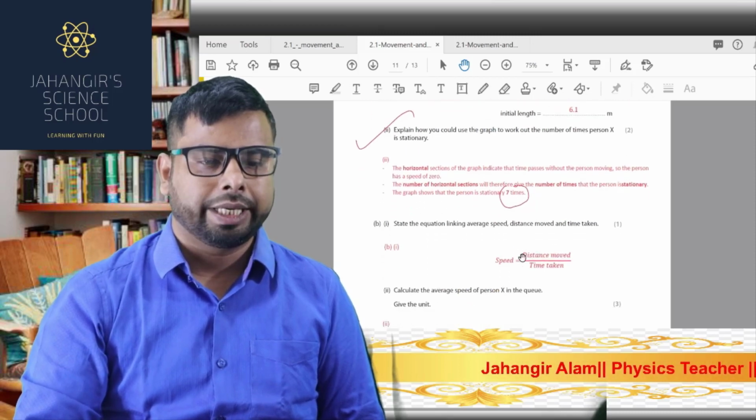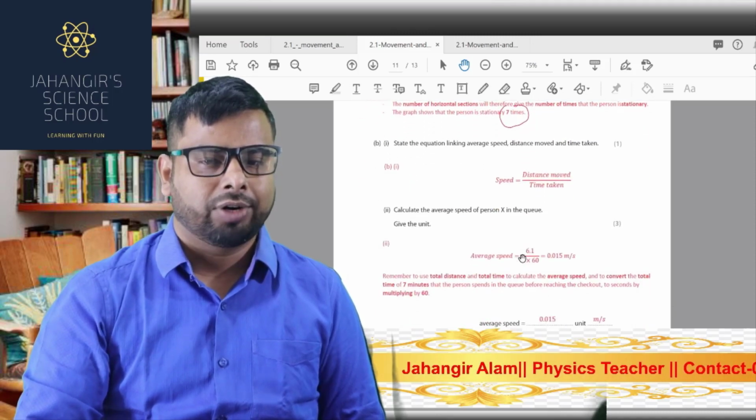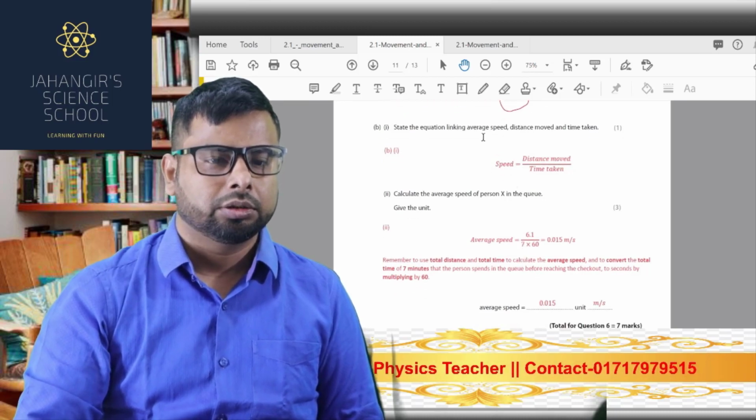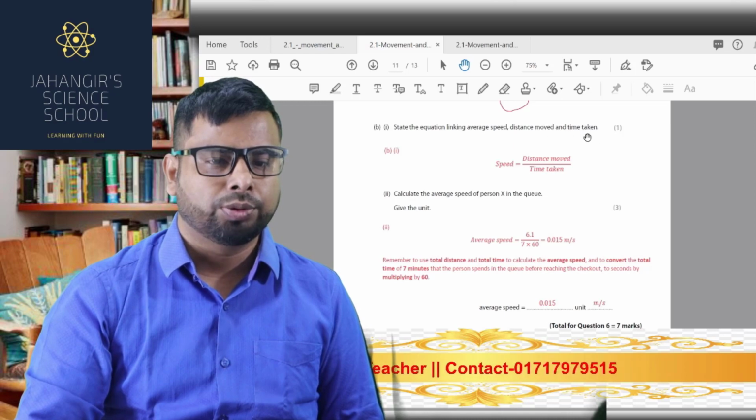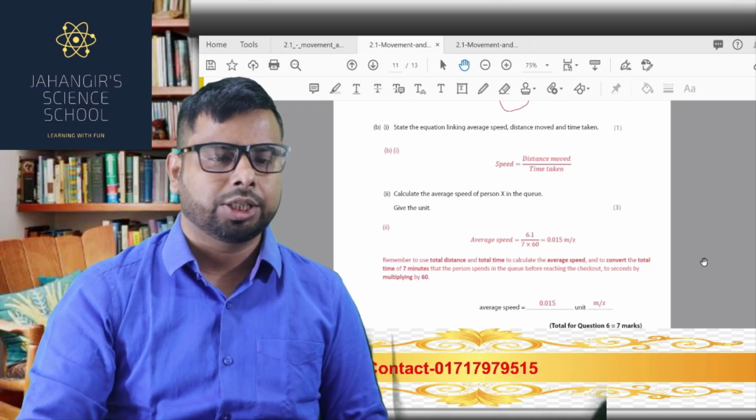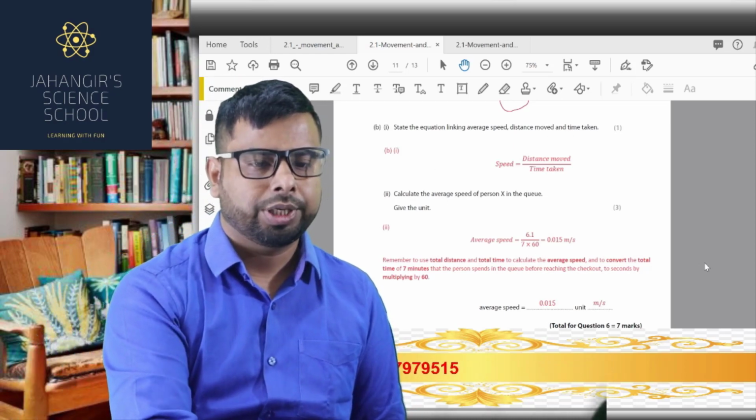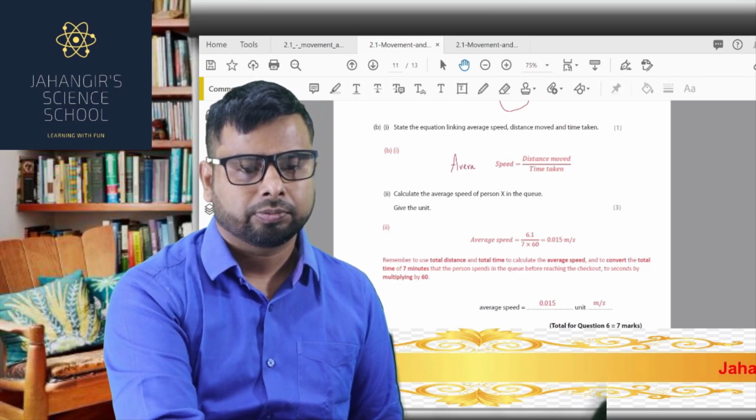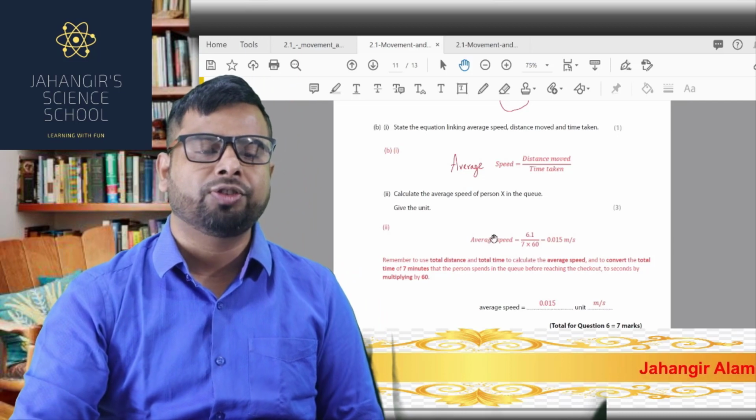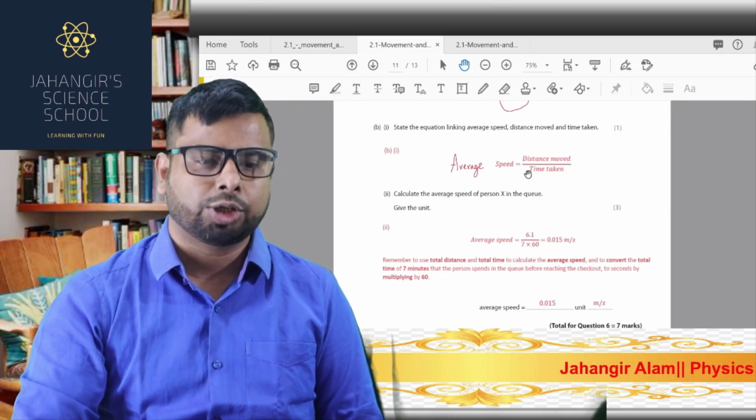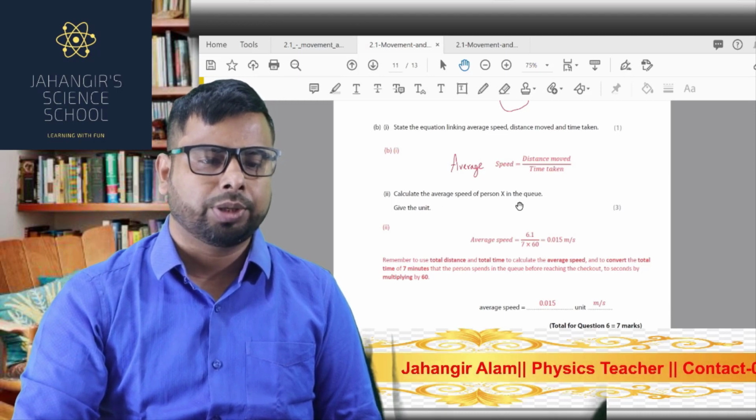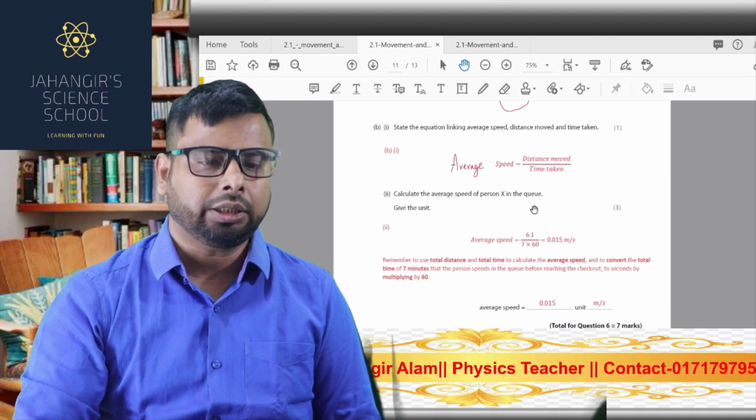State the equation linking average speed, distance moved and time taken. We know average speed equals distance moved divided by time taken. Average speed equals distance moved divided by time taken. Calculate the average speed of the person X in the kiwi.